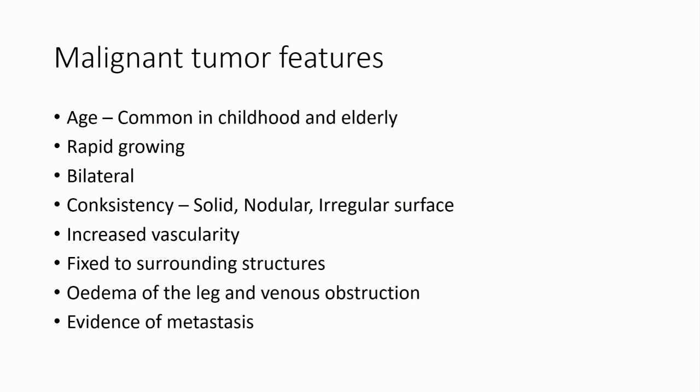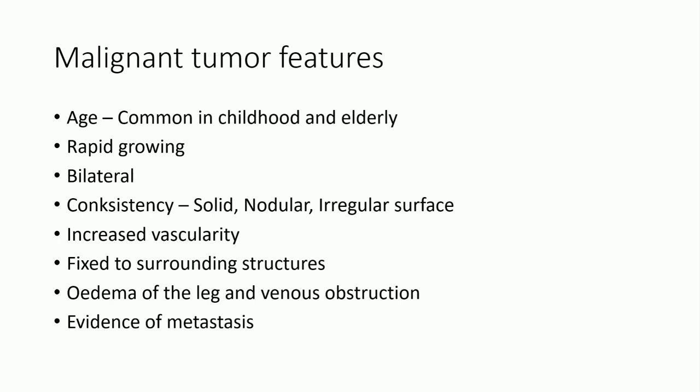Then the rapid growing. Usually the benign tumors, we know in most of the places, grow more slowly. The same factor here. Benign tumors grow slowly and the malignant tumor grows rapidly. So if we observe a rapid growing of a tumor, that is more suggestive of a malignant one.